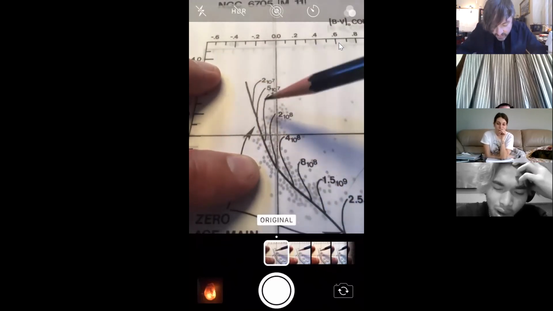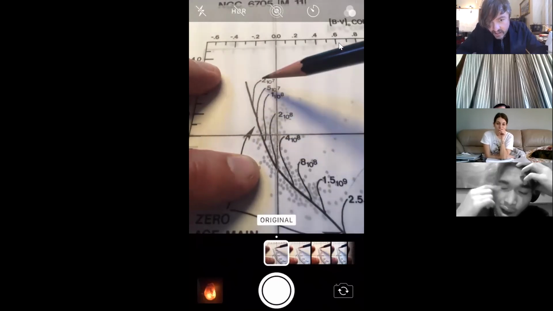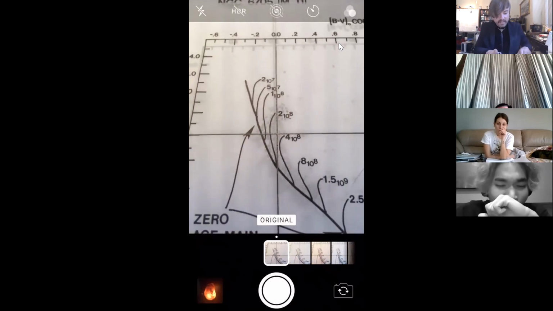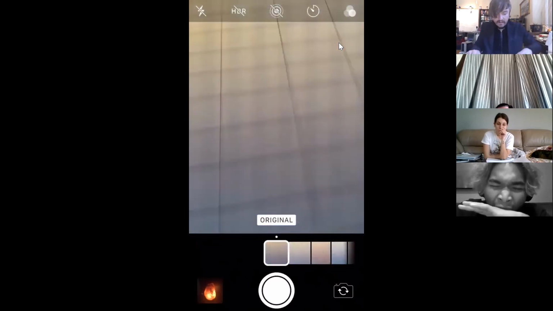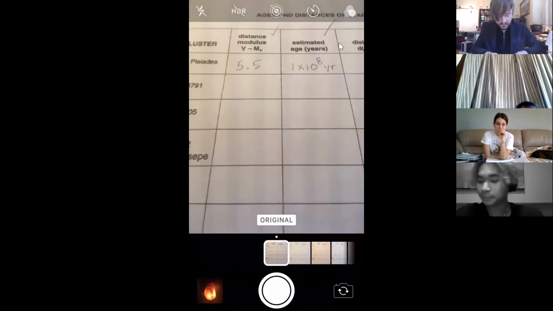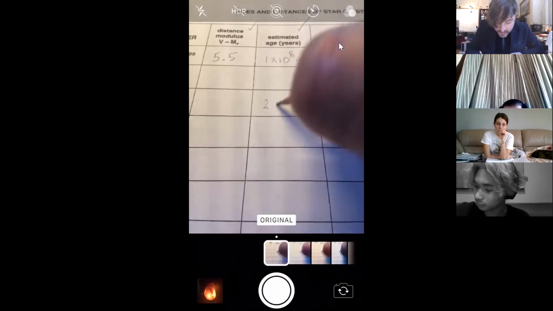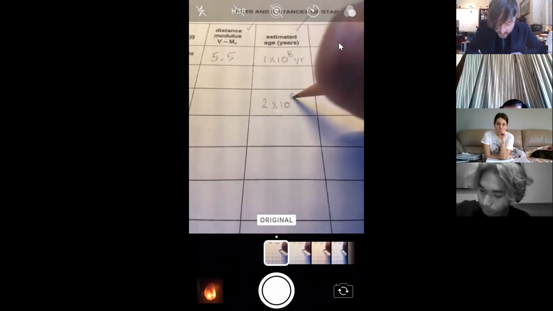I can see why you would have said 5 times 10 to the 7, but I don't see any stars along that red giant branch. I do see them here. So let's go with 2 times 10 to the 8. So skip a line, go down to NGC 6705, and the date is 2 times 10 to the 8 years.